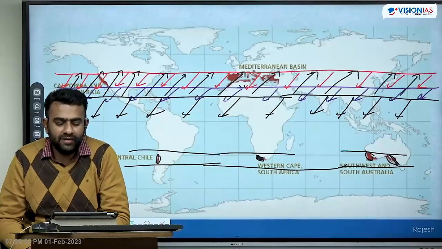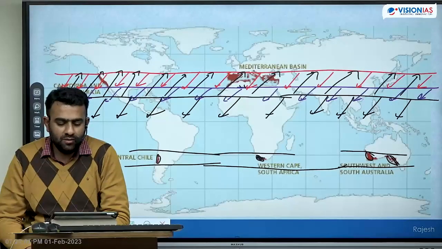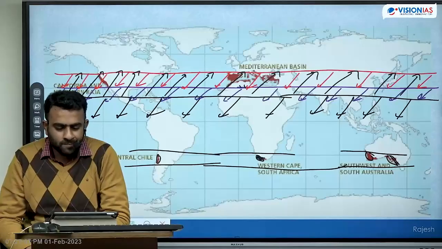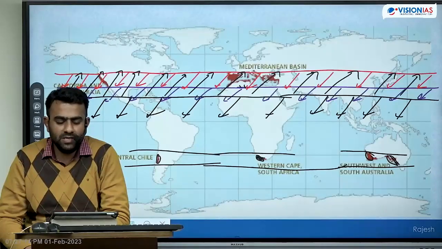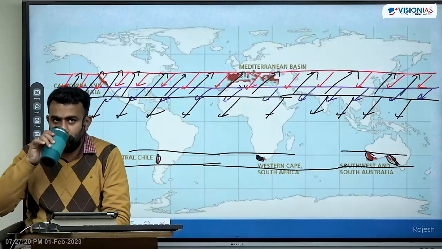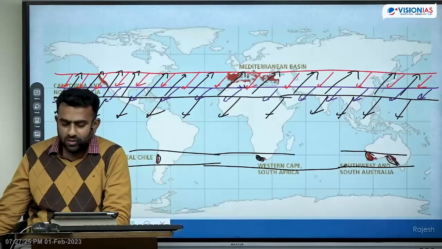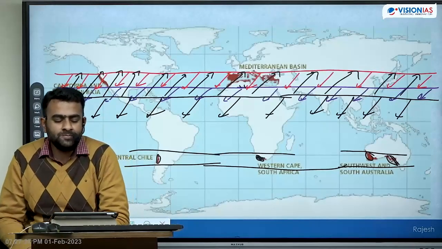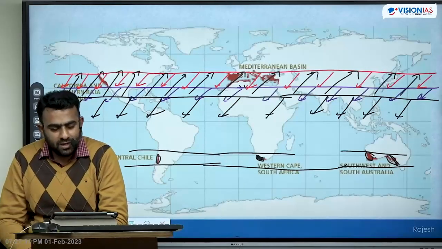Next point, in winters, ITCZ shifts southward, bringing onshore westerlies, causing good rainfall. So that is one of the most important characteristics.